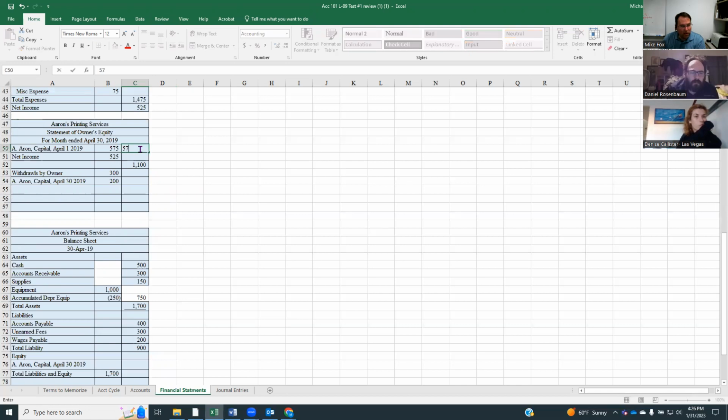Again, I would set this up like this: 575 capital at the beginning of the month. Add the net income, 525. That gives us 1,100. Then we'll have a withdrawal of 300 and an addition to capital.